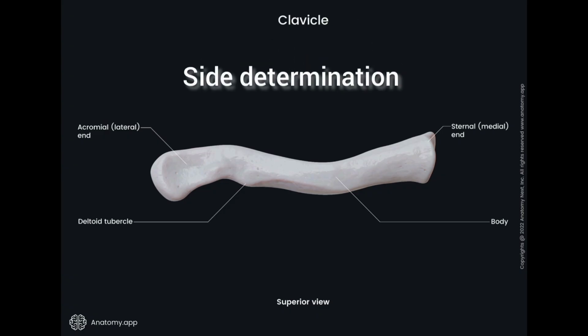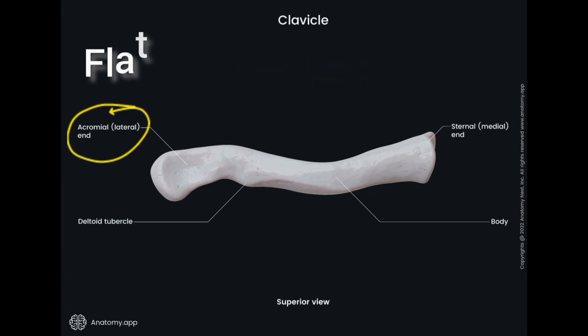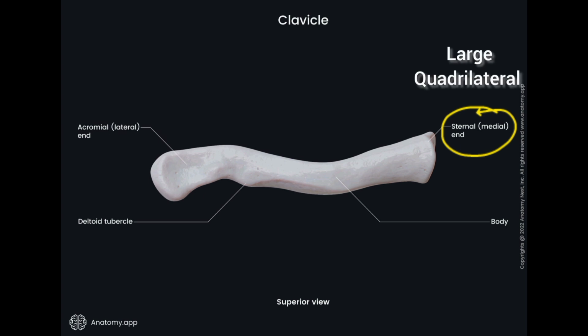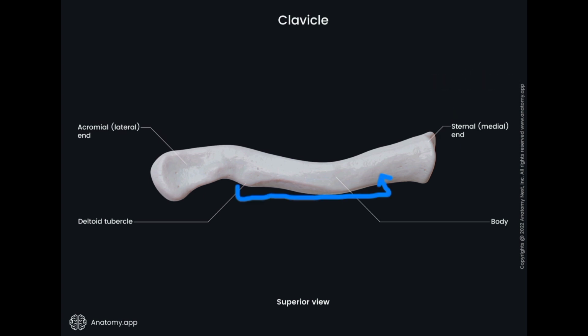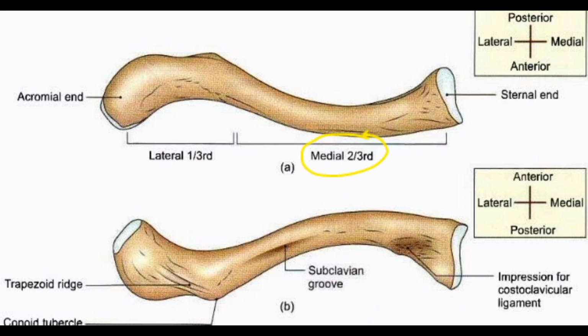Now let's move to the side determination. The lateral end is flat and the medial end is large and quadrilateral, whereas the shaft is slightly curved. The medial end is 2/3 part and the lateral end is 1/3 part.